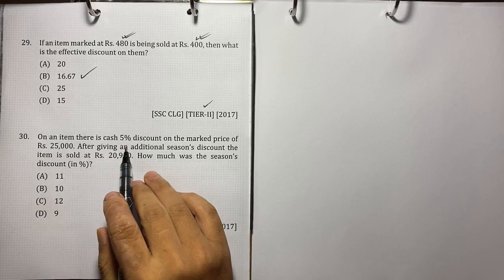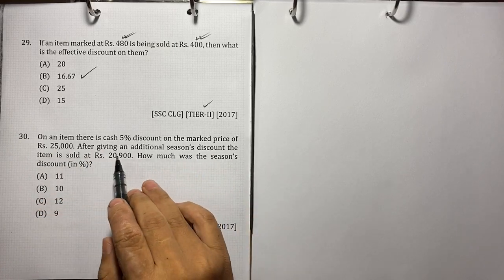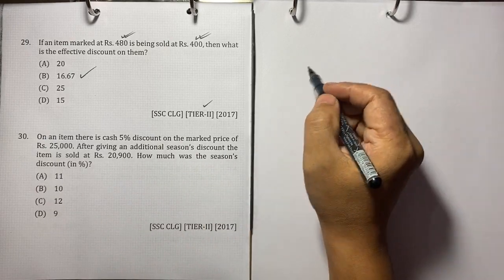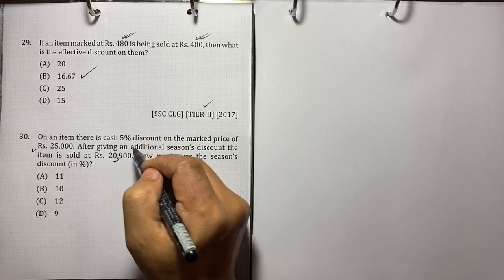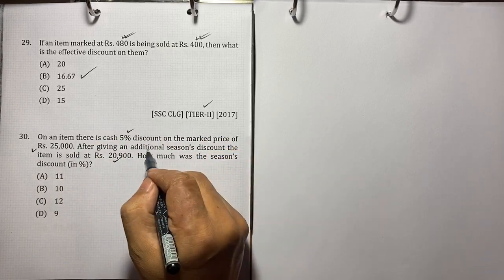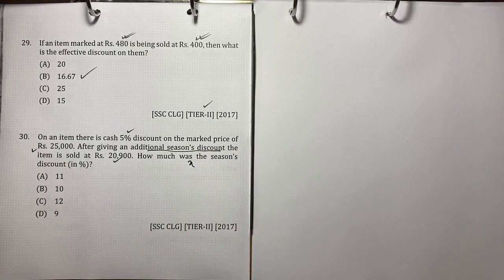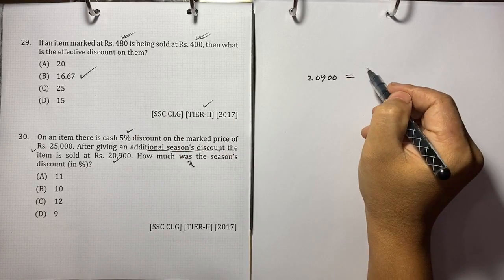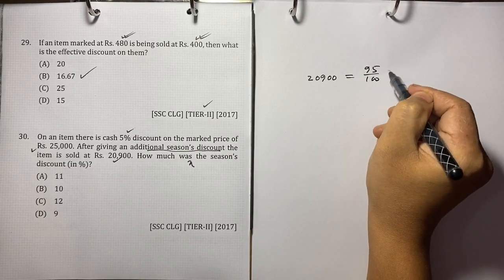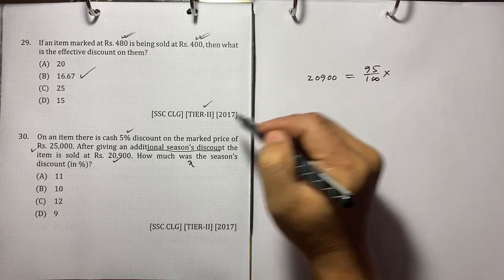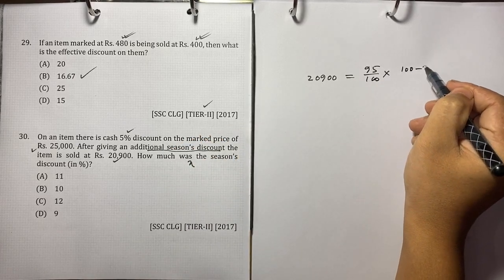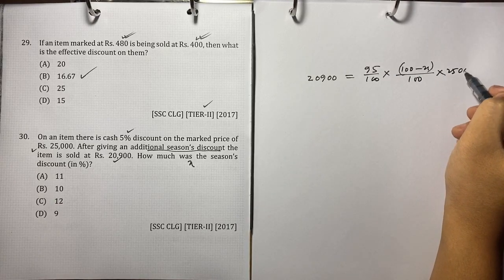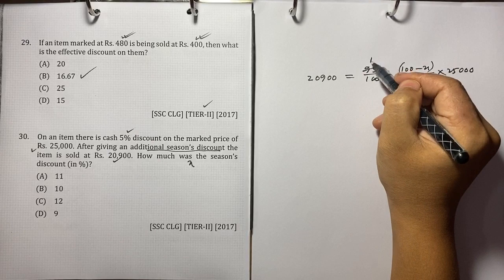On an item, there is a 5% discount on the mark price. After giving additional season's discount, the item is sold at this. What was the season discount? This will be the mark price, this is the selling price. First discount 5%, the season discount we don't know. Let's call it X. Equation: selling price 20900 equals discount 5%, it will be 95 divided by 100, 19 divided by 20, into discount X, 100 minus X divided by 100 into mark price, which is 25123. So this will be 19 by 20.